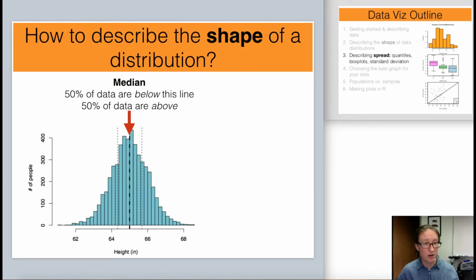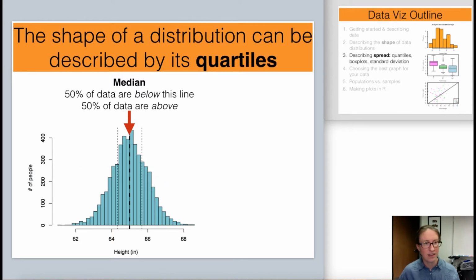So we can start out thinking about the median. And so as a reminder, if we identify where the median is, what that means is 50% of all the measurements are going to be below that line, and 50% of the measurements will be above that line. And so one method for describing the shape of a distribution is to describe it by its quartiles.